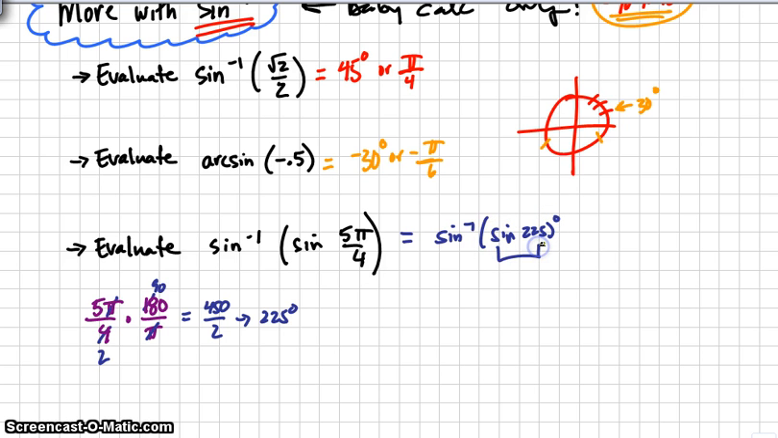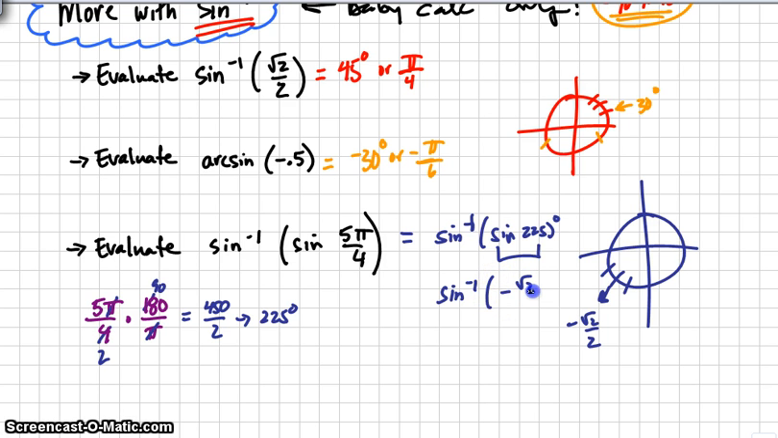So first focus on the sine of 225. I know that that's going to be in quadrant 3, and I know that the value there is going to be negative square root of 2 over 2. So now I still need to do the inverse sine of that. So I've got inverse sine of the negative square root of 2 over 2. I know that square root of 2 over 2 is, if I flip that back into quadrant 1, going to be at 45 degrees. And because it's negative, I want to say negative 45 degrees.